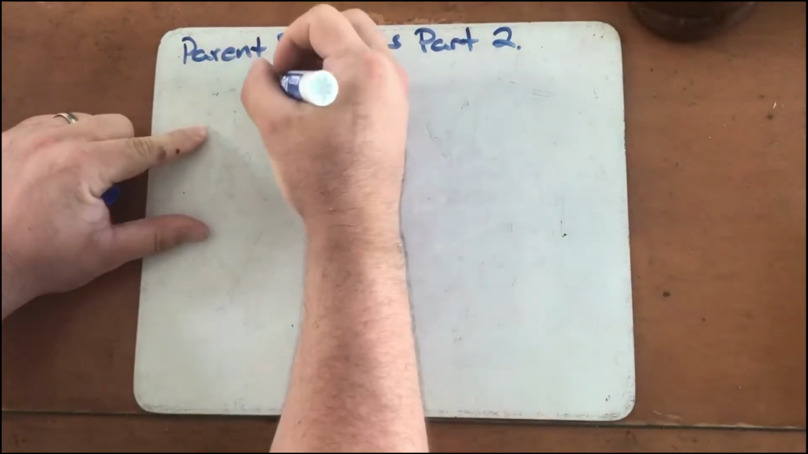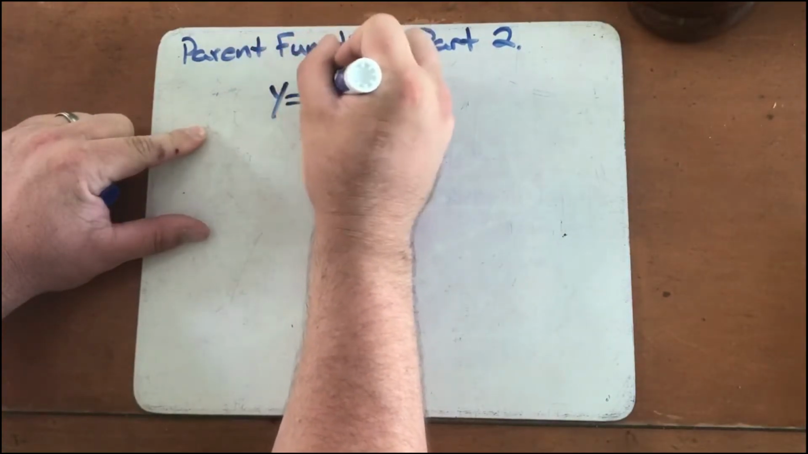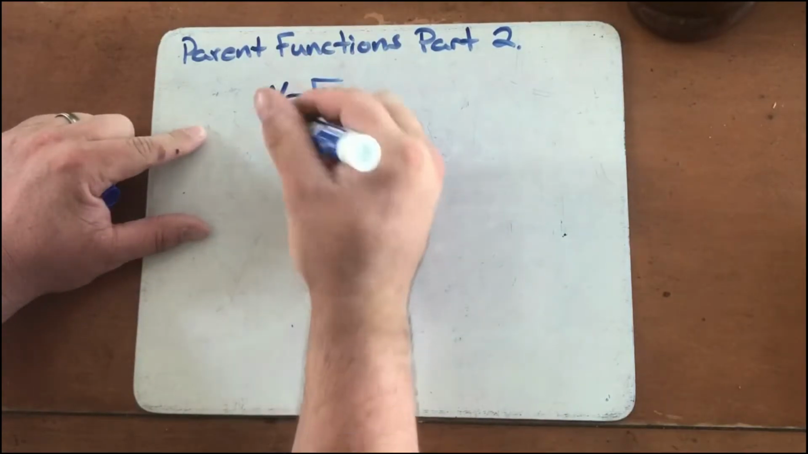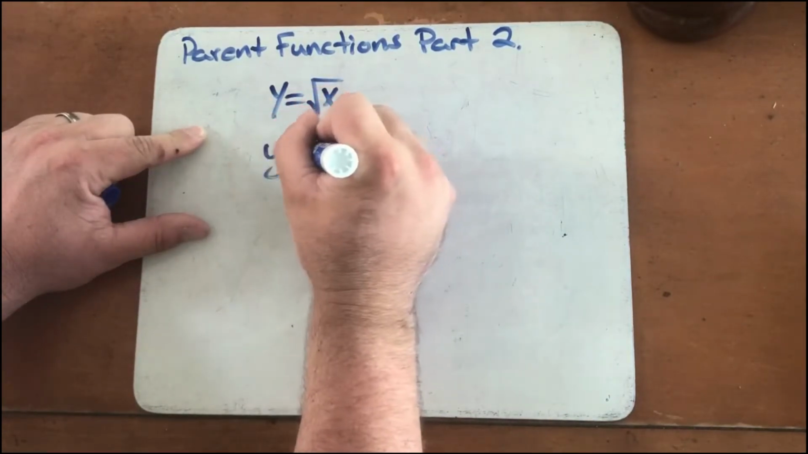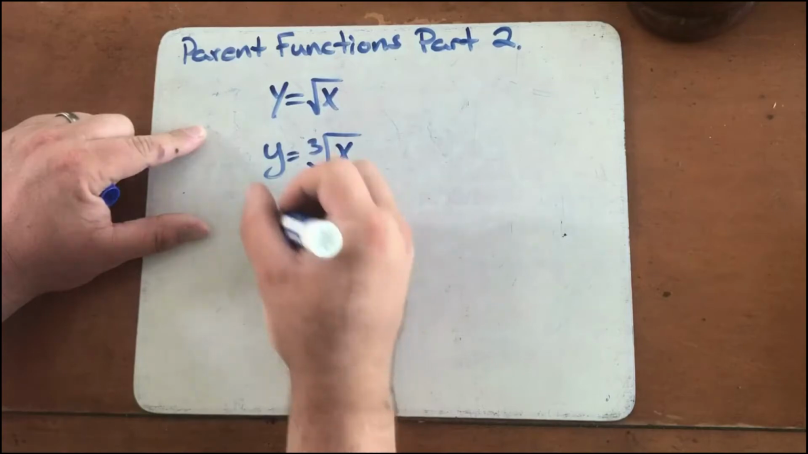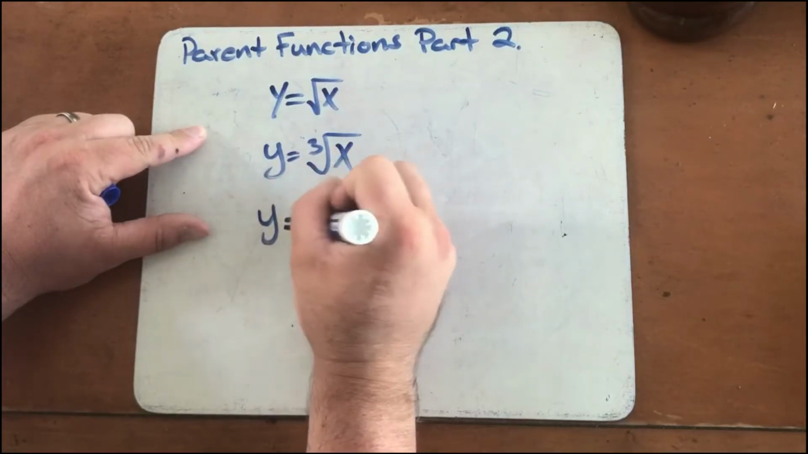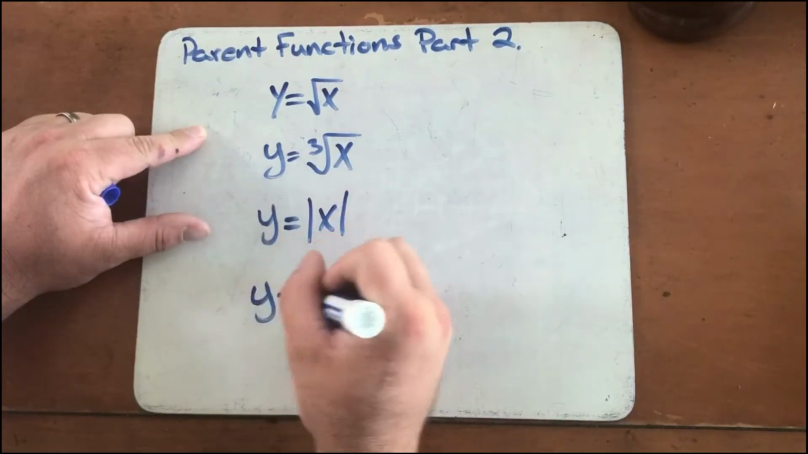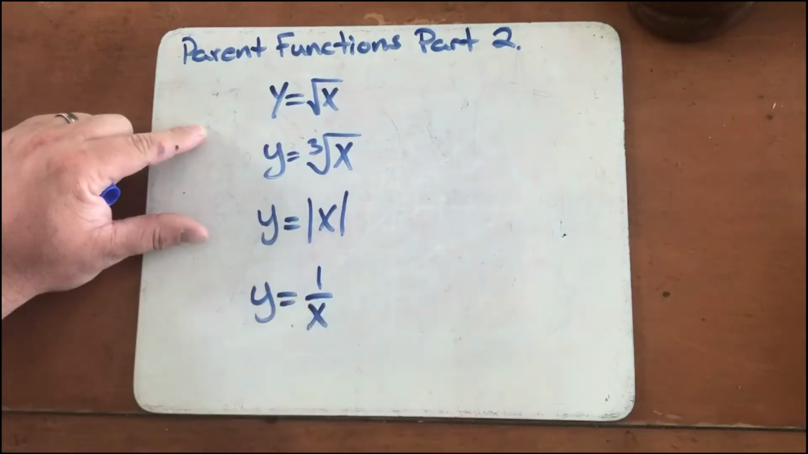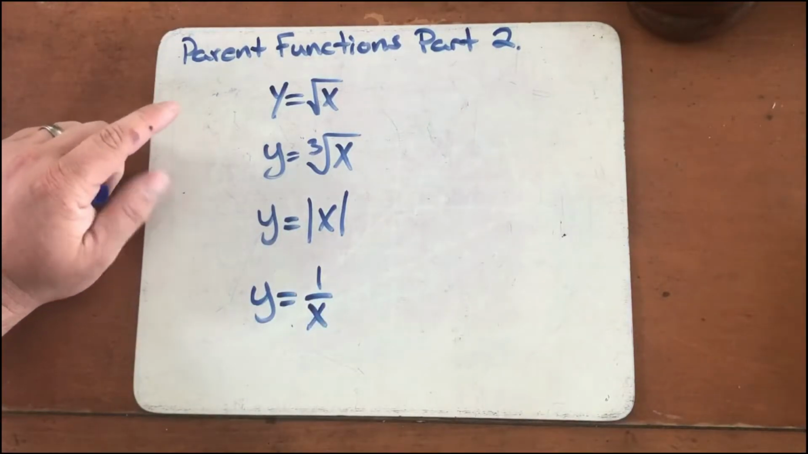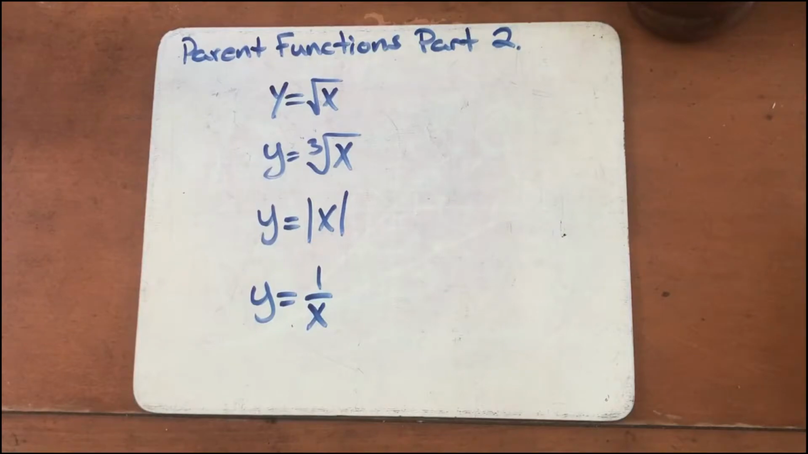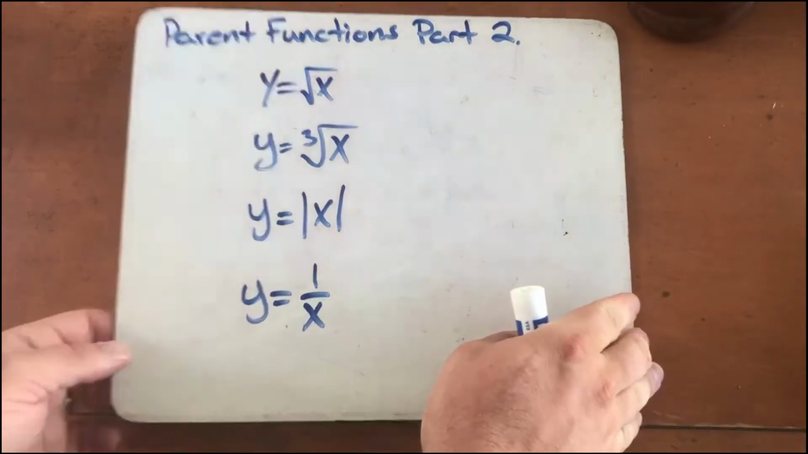These parent functions are y equals the square root of x, so the square root function. Then we're going to look at y equals the cube root of x, y equals the absolute value of x, and y equals 1 over x. All right, so each one has a different name. We're going to talk about those, but let's take a look.